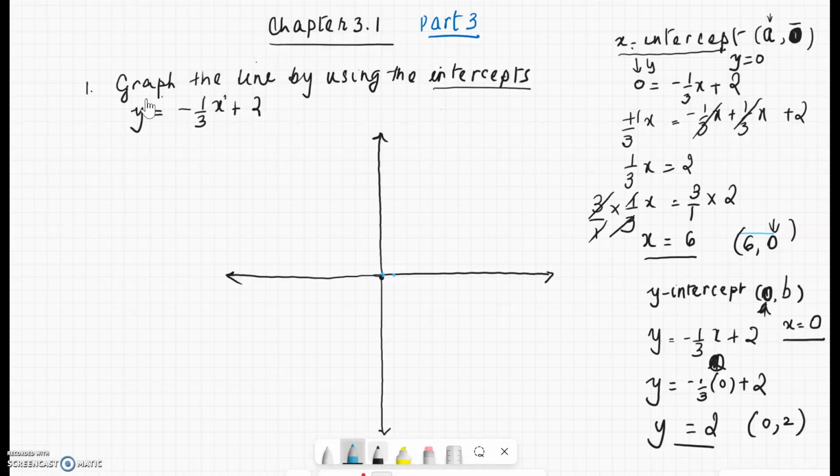So let's plot these points. Let's plot the x: 1, 2, 3, 4, 5, 6. That is (6, 0), the x-intercept, the point where the graph crosses the x-axis. (0, 2) is on the y-axis. You go 2 units up, and that's the point (0, 2). Now we join these two with a straight line, and that is the graph of our line for which we have the equation.